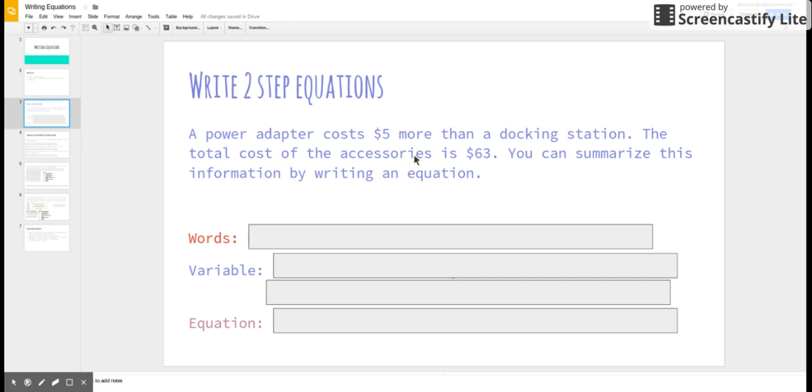Alright, so to begin with, here's an example of a scenario where you can write an equation. A power adapter costs $5 more than a docking station. The total cost of the accessories is $63. You can summarize this information by writing an equation. So first, we know that the power adapter is $5 more than the docking station. So why don't we call this a variable because it's technically unknown, right? So you have the power adapter that's $5 more than the docking station plus whatever the cost of the docking station is. That's what you need to know.